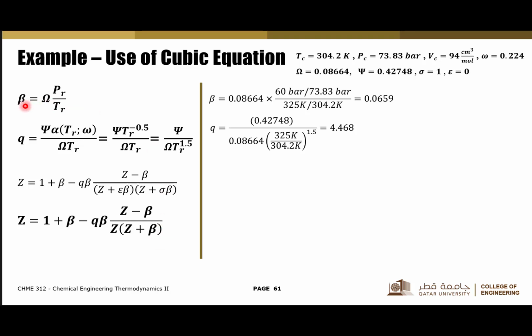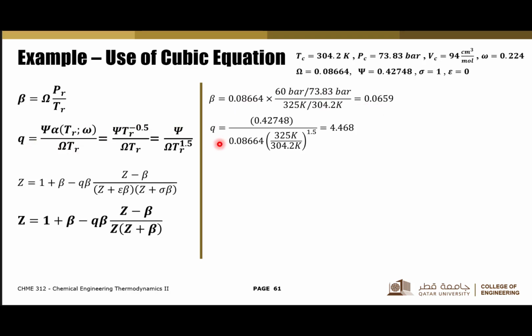Now solving for beta and Q. Omega is given from the table. PR we have to calculate. It's the pressure of my system, which was 60 bar, divided by the critical pressure, which we got from the table, 73.83. Reduced temperature: 325 was the temperature of my system, and the critical temperature from the table is 304.2 Kelvin. Do the math, you get this value for beta.